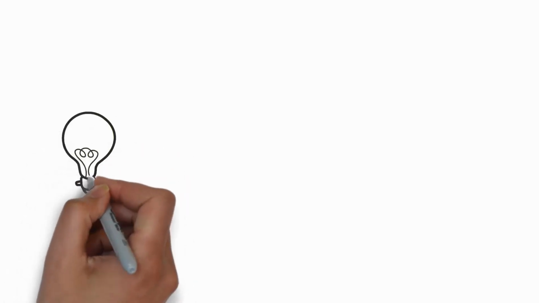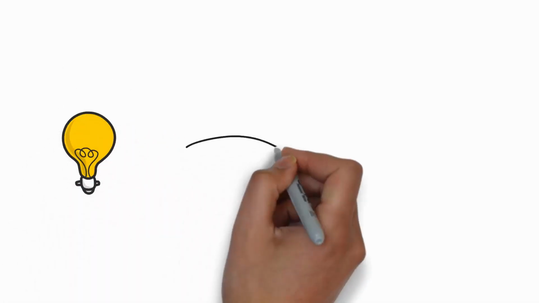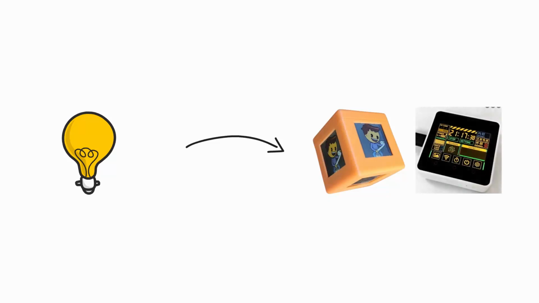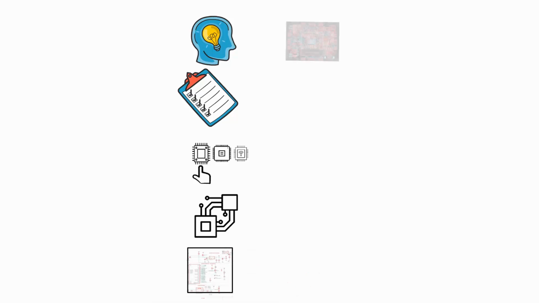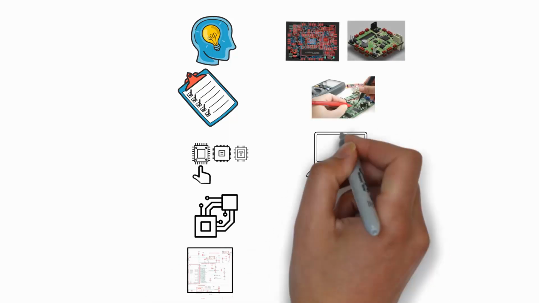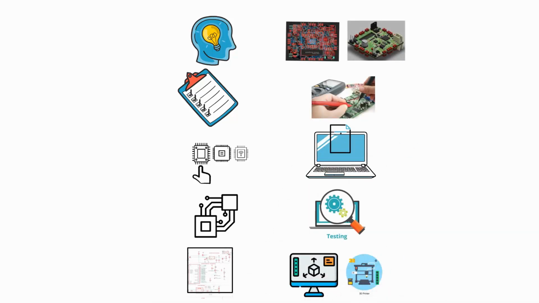During this quick introduction, you'll see how to convert the idea into an electronic device prototype. The process is divided into 10 steps. I'll do a video for each of the 10 to get a good overview and more specific information about each step. Here are the 10 steps.